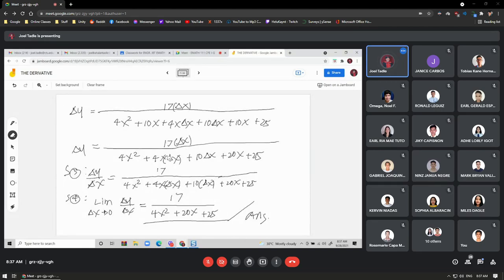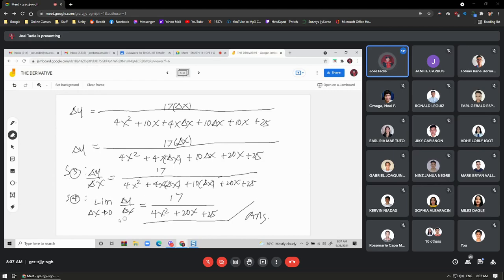So after that, the next step is to divide both sides by delta x. So delta y over delta x is equal to 17 over 4x squared plus 4x delta x plus 10 delta x plus 20x plus 25. So the delta x cancels out.